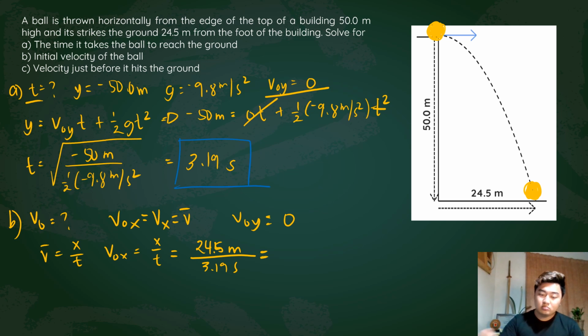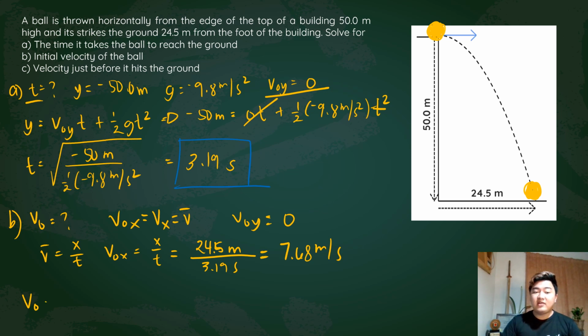So 24.5 divided by 3.19, then that will give you an initial velocity in x, which is 7.68 meters per second. But that's not yet our final answer, because what we're solving is your initial velocity.